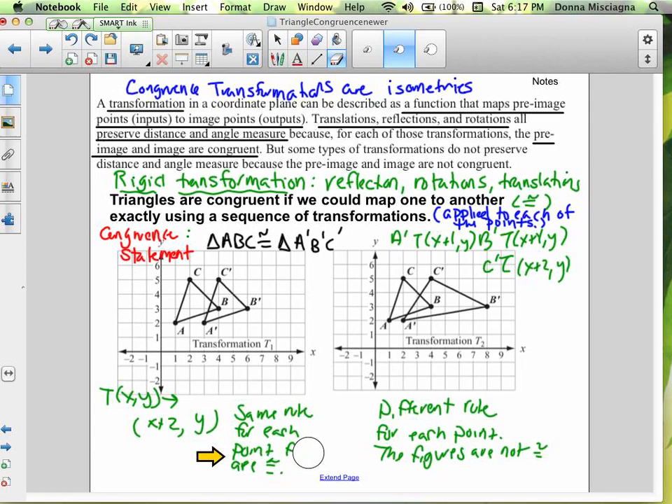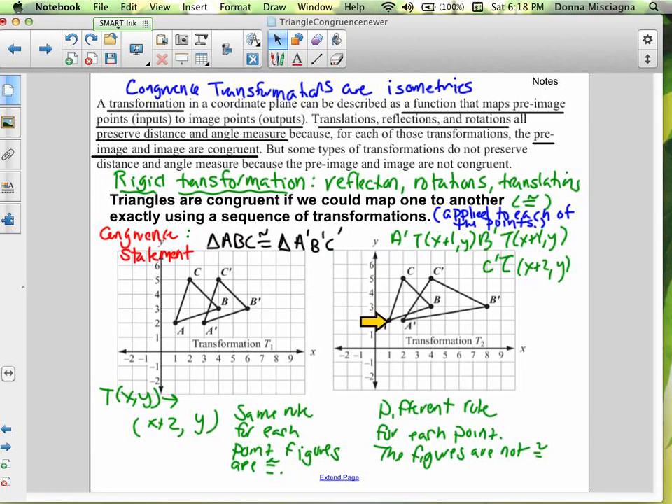I don't know what happened to that word. Looks a little funky, but that word is figures. You might want to make that clearer on yours if it's not clear. And so our congruence statement is right over here. Triangle ABC is congruent to triangle A prime, B prime, C prime, right? We can say that because there's a rule that moves each point on the pre-image and maps it to the image.